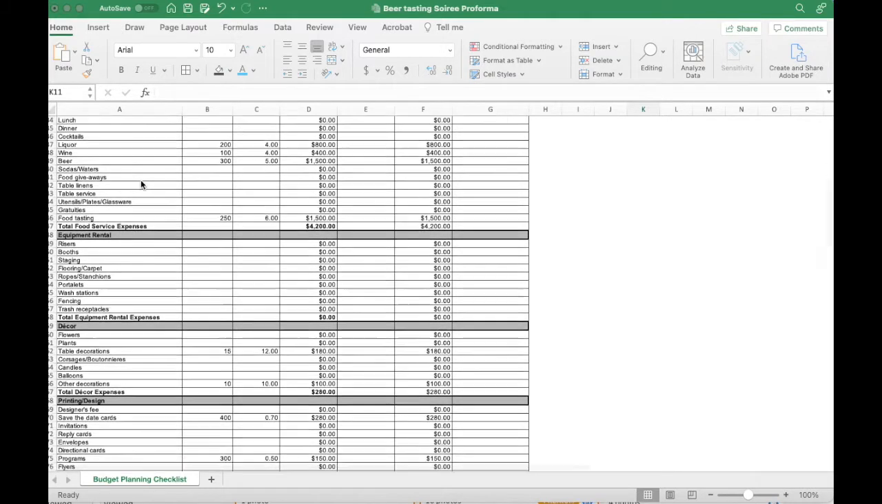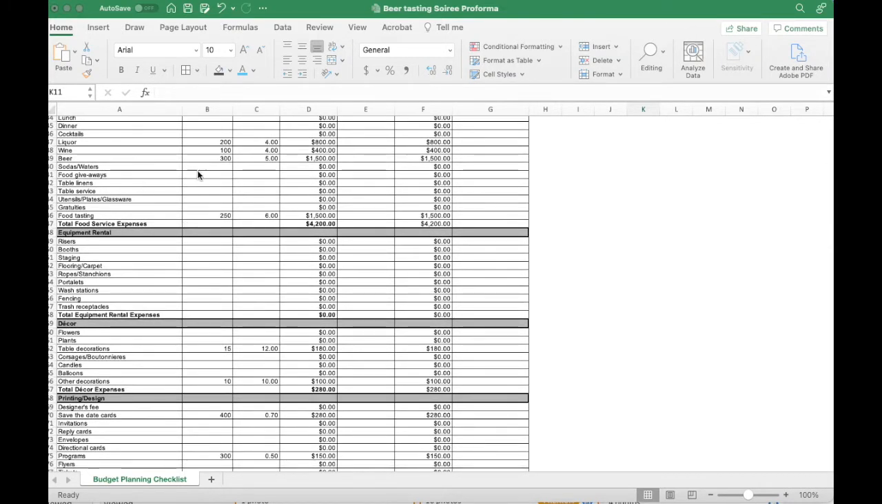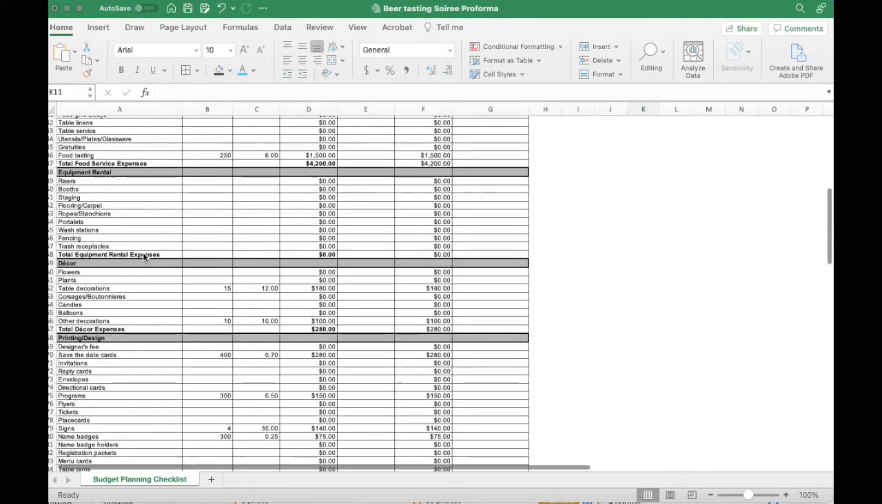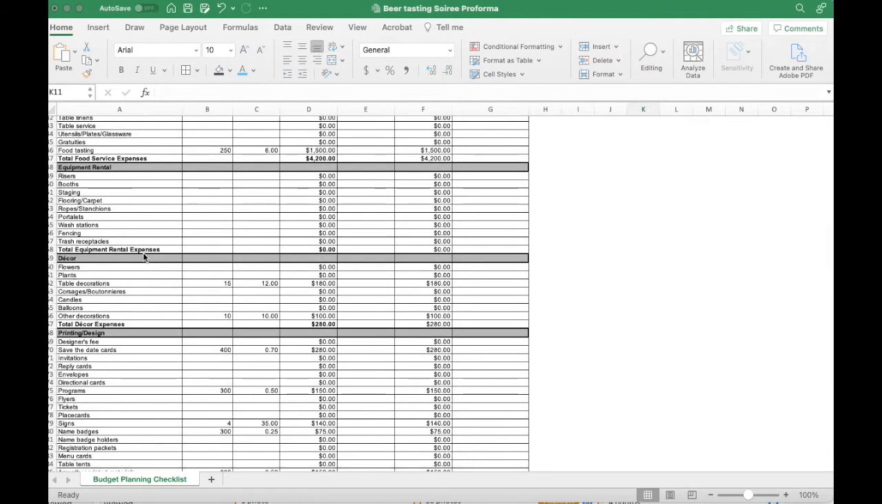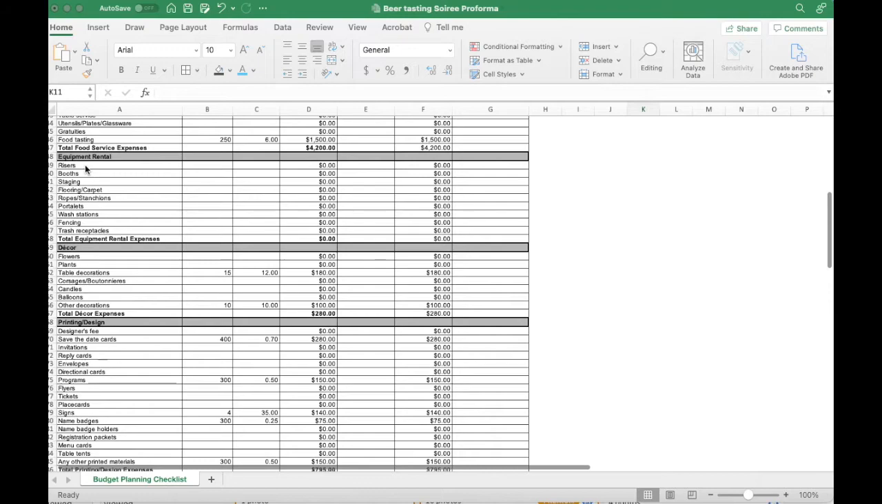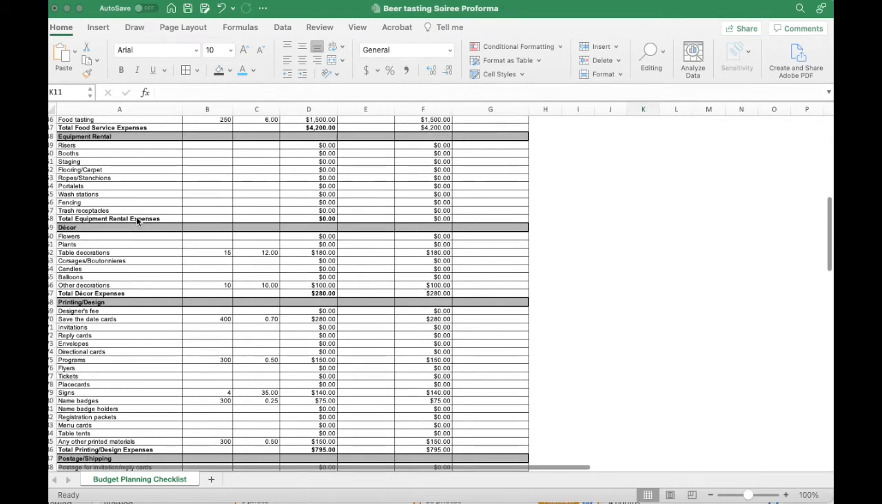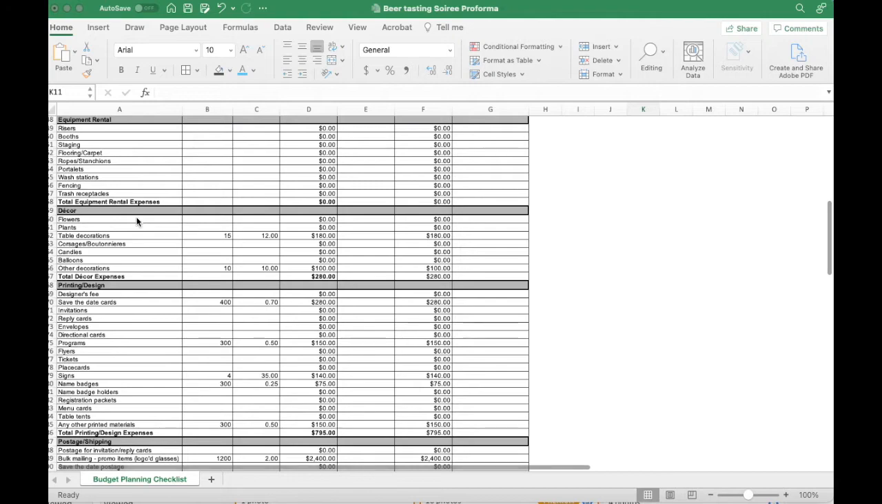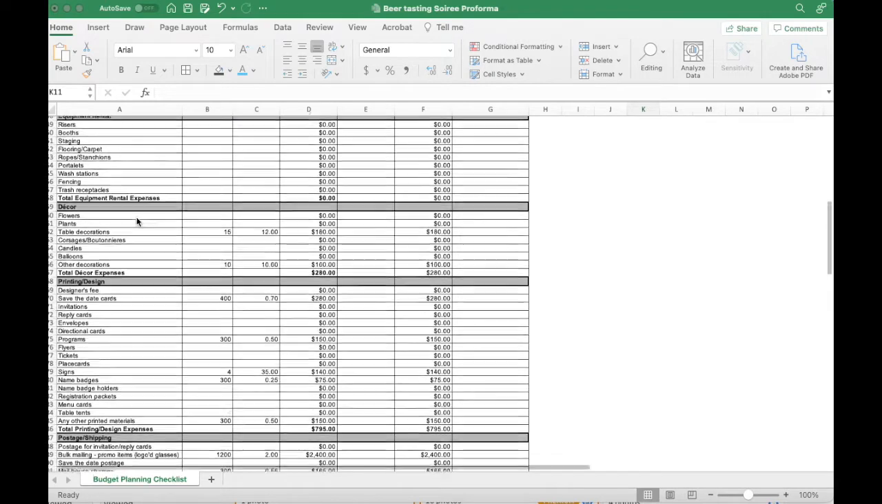Food giveaways. I could have put the food tasting in there, but nonetheless, it's documented here. The equipment rental: risers, booths, staging, all of these things, washing stations, fencing. If it was a big outdoor event or concert, of course, you'd need all this.